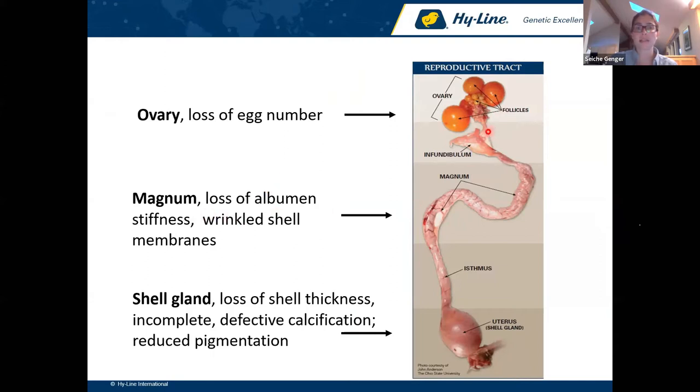In the magnum, as the egg is going to pass down, this is where you're going to get your albumin stiffness, and it's where you're going to apply your shell membranes. And so what happens is this tissue in here is damaged. It's not working correctly.